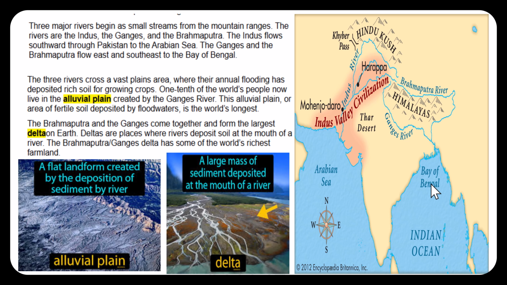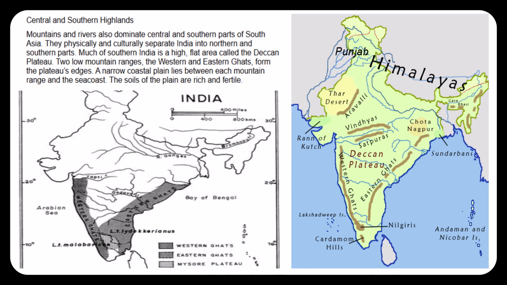Question 18 is a thinking question. Why are deltas important for humans? Deltas are important for humans because deltas have rich soil, and rich soil is what grows crops, and people need food to survive. Question 19. What is the soil like in the narrow coastal plain of India? It is rich, but I think that's on this area here.